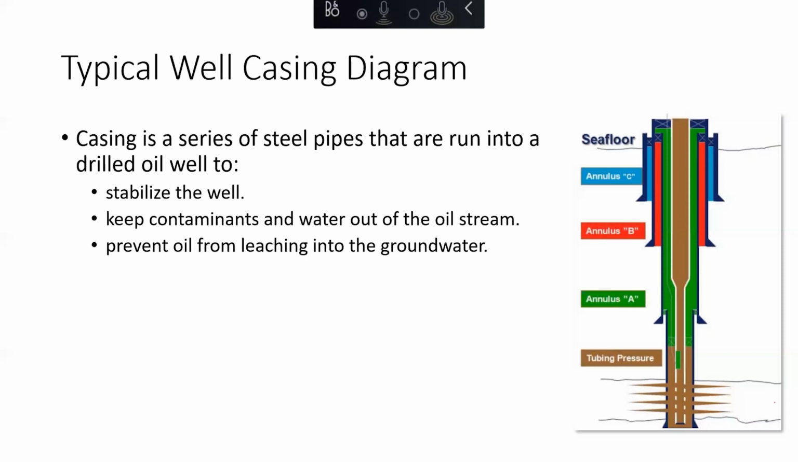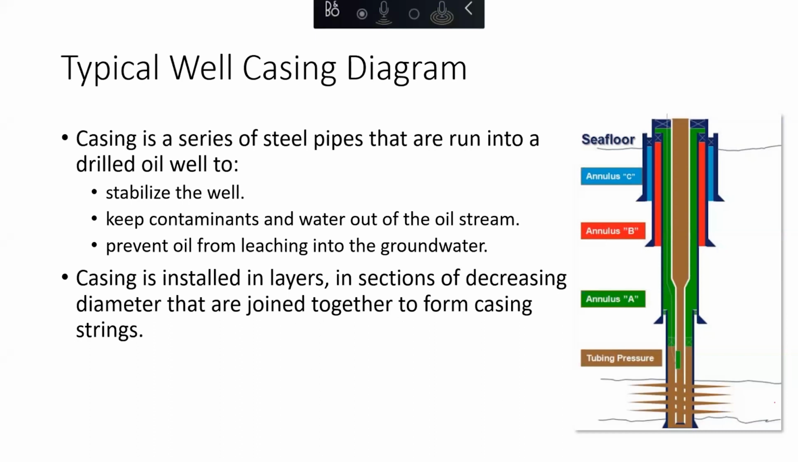It's a big pipe that we install in the well so that we can stabilize the well, keep contaminants and water out of the oil system, and also prevent oil from leaching into the groundwater. Casing is installed in layers, so in sections of decreasing diameters that are joined together to form casing strings.